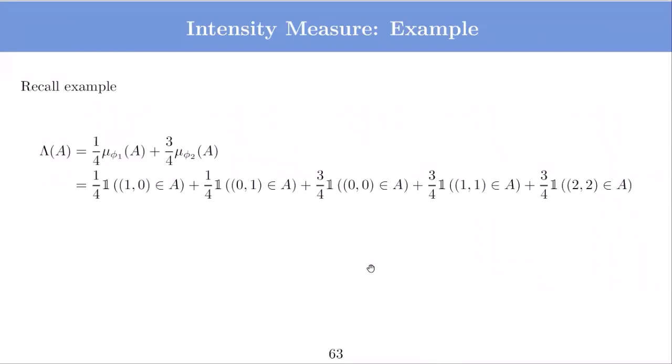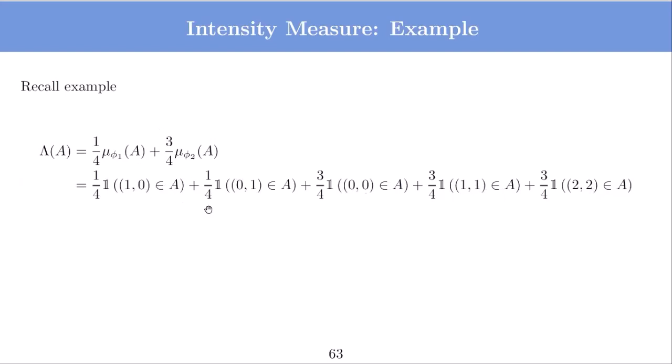Let's see one example. Recall the initial example we have seen. There was a point process which takes two values. One realization has 2 points and the other realization has 3 points. The first has probability 1 by 4 and the second has probability 3 by 4. So in that case, if I take any set A, Lambda of A, my expected value, would be 1 by 4 into the number of points in the first realization, plus 3 by 4 into the number of points in the second realization. The first is the indicator of whether (1,0) belongs to A plus the indicator of (0,1) belongs to A, and the second is the indicator of (0,0) belongs to A plus the indicator of (1,1) belongs to A plus the indicator of (2,2) belongs to A. If you just put those values back, you get the total answer.